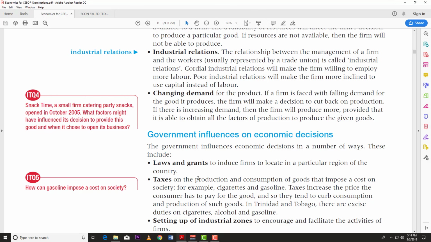So let's read what they have here. For the product, if a firm is faced with a fall in demand for the goods it produces, the firm will make a decision to cut back on production. If there is an increase in demand, then the firm will produce more, provided that it is able to obtain all the factors of production to produce a given good. So again, like I was explaining, if nobody's buying it, you can either stop making it, reduce production, or invest some more money into marketing to see if you can boost the demand for that product further.